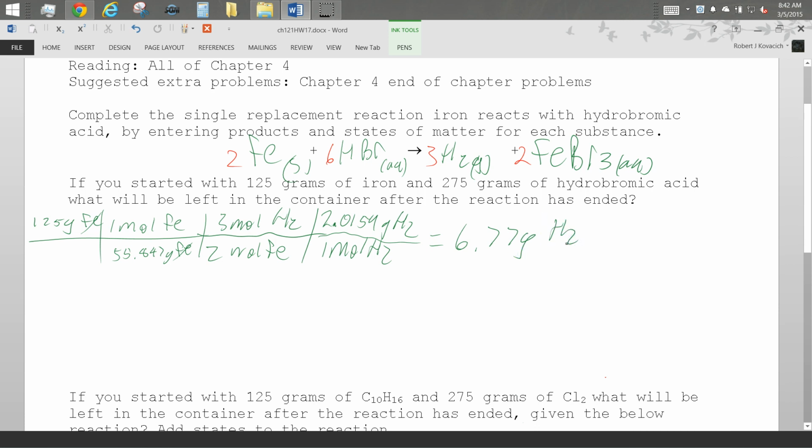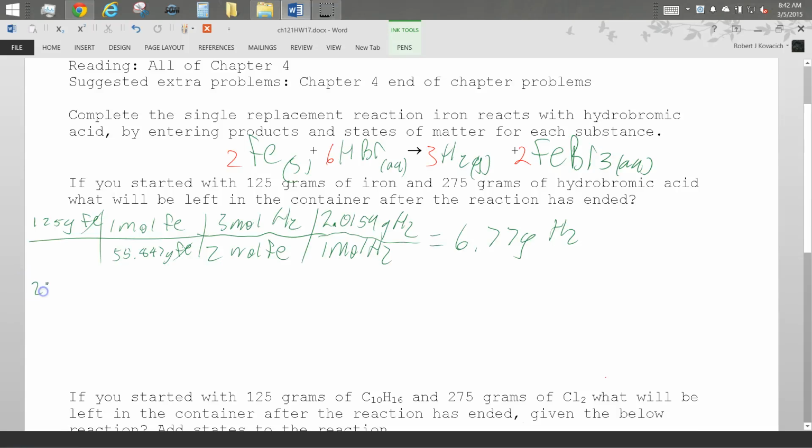Okay. So what did this railroad track just tell us? For every 125 grams of iron, I can make 6.77 grams of hydrogen gas if I have enough hydrobromic acid to make sure the reaction goes to completion. So we don't actually know that. Now we're going to have to do this calculation for the hydrobromic acid and then ask the same question.